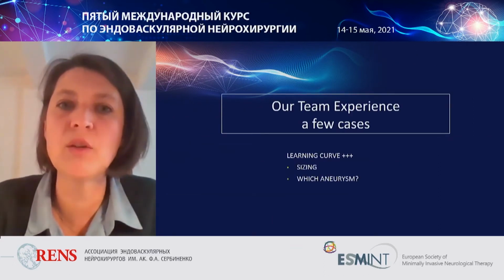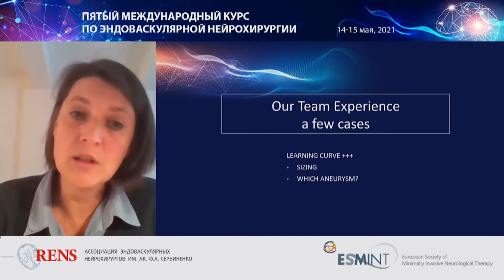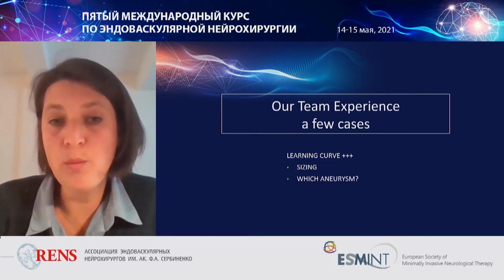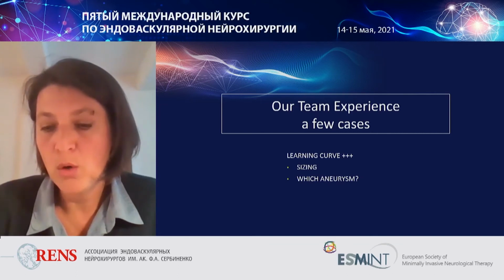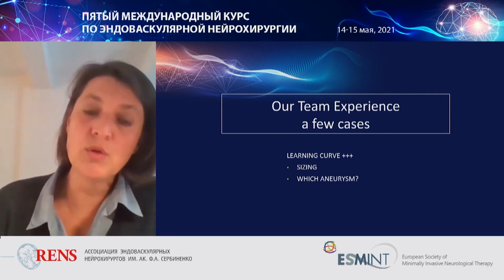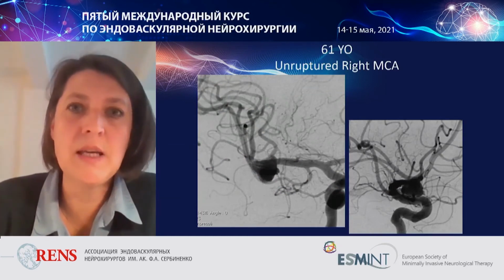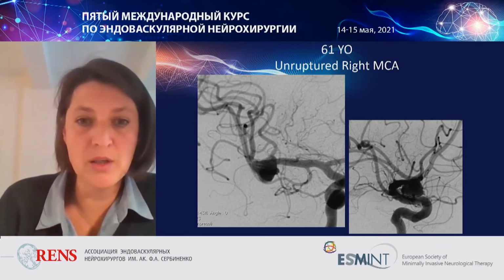So now, our team's experience of a few cases. We started to treat aneurysm with WEB from the beginning, and I must confess that there is a large learning curve. The main key point is about the sizing and also which kind of aneurysm we should treat. The first case we treated was this unruptured right MCA aneurysm in a 61-year-old patient.